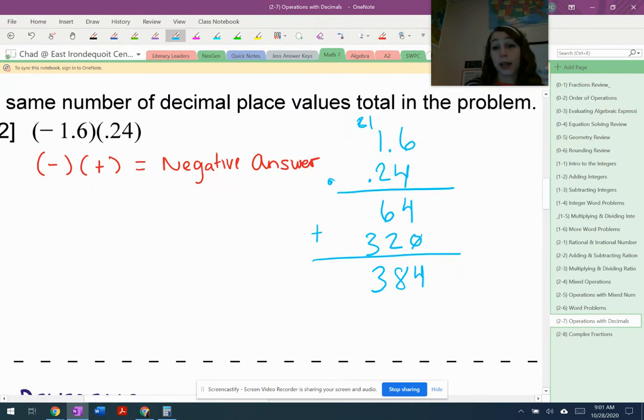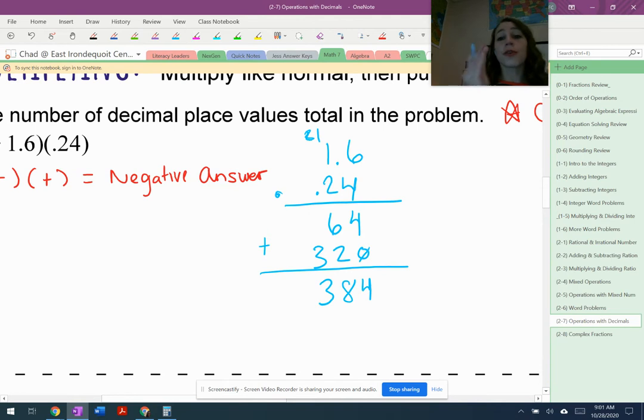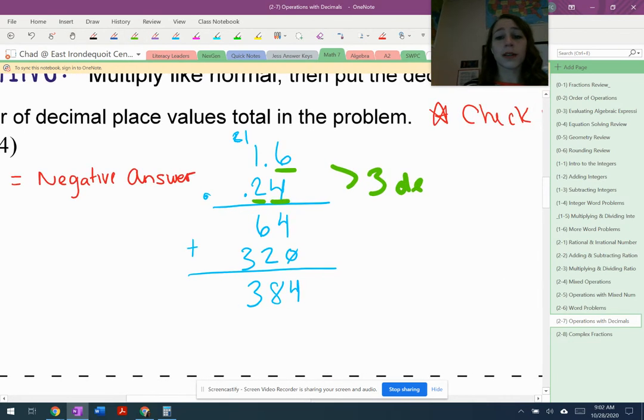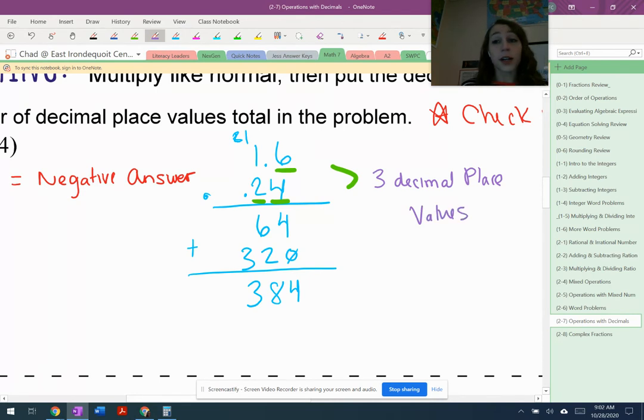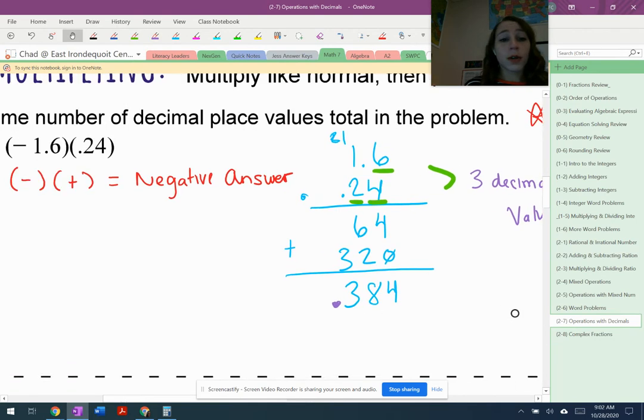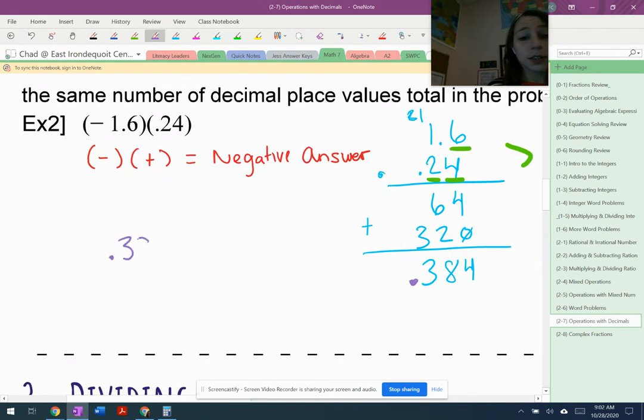So now this is the decimal point thing. In my problem, I have a total of 3 place values that are to the right of the decimal point. I have this one, and this one. Those are 3 decimal place values. So when I come down here to my answer, I'm going to put that decimal point. There are 3 decimal place values. 1, 2, 3. So I know that my final answer is 0.384, and don't forget that it should be a negative as well.